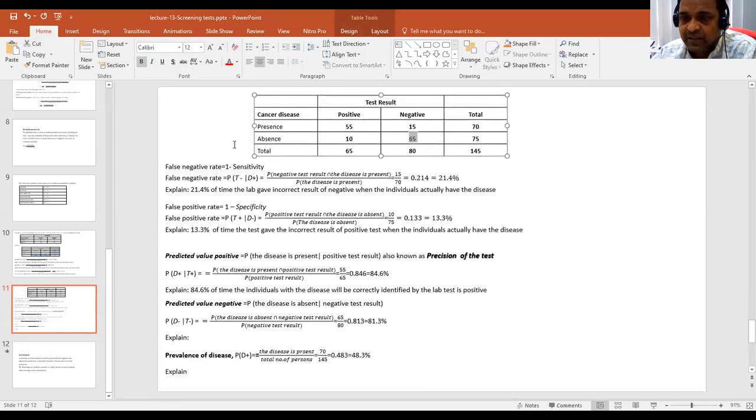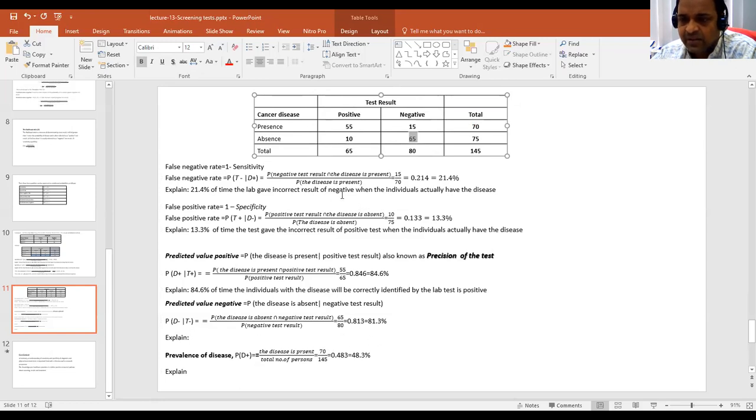Somebody doesn't have the disease and the lab test is also negative. Out of the 80 negative test results in the question, 65 are correctly identified, meaning those individuals actually don't have the disease.